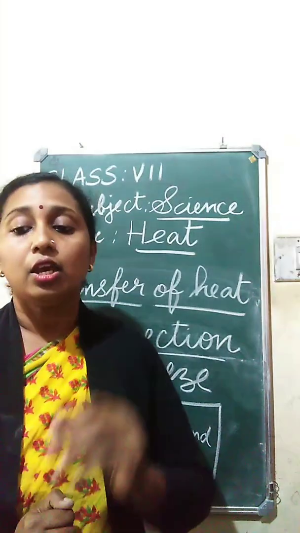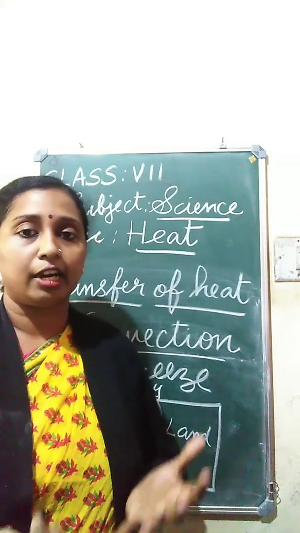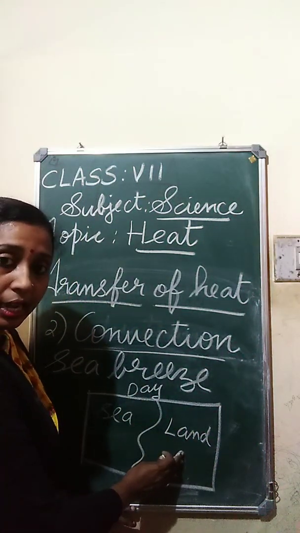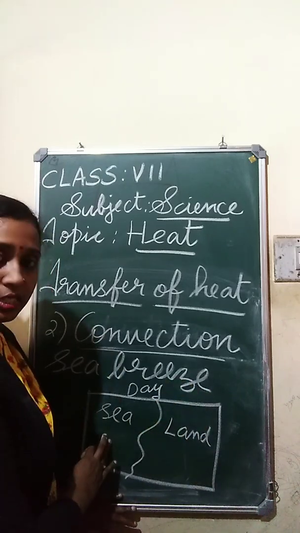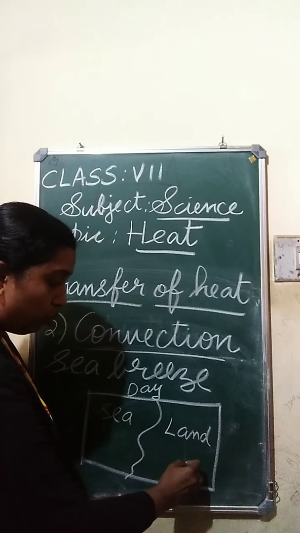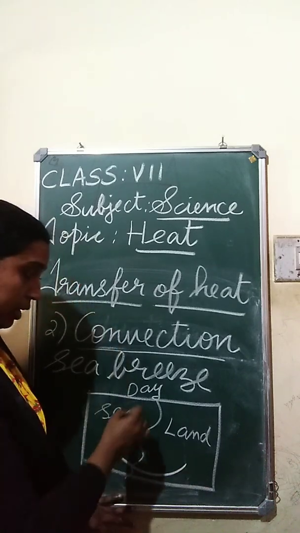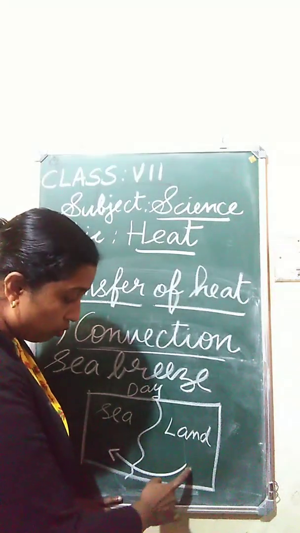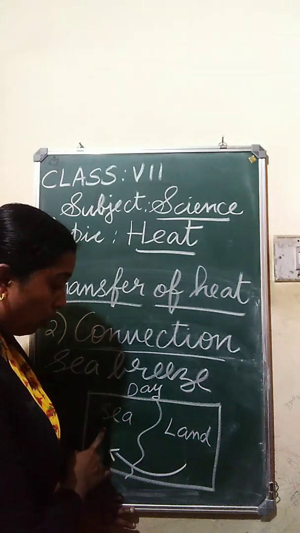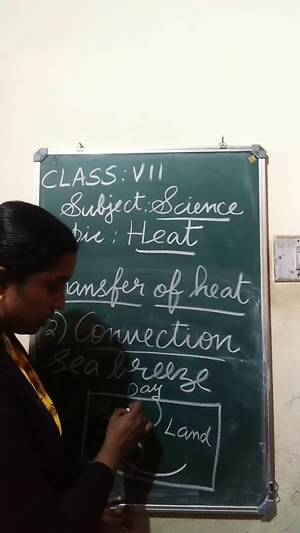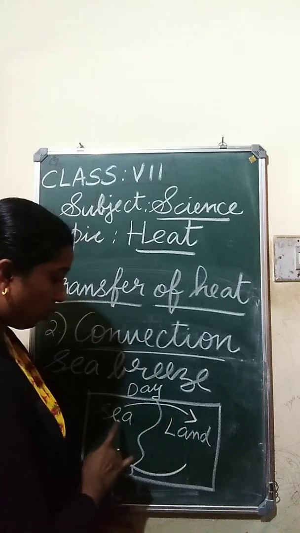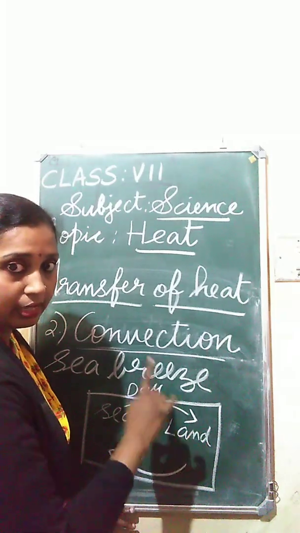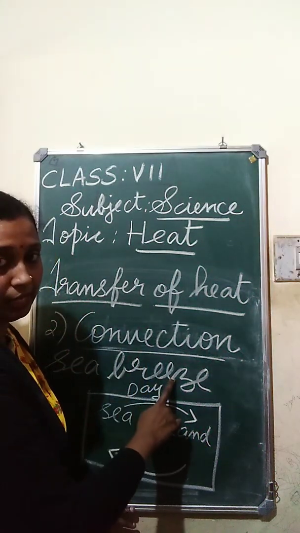During daytime the land gets heated faster than the sea, and the air from the land moves towards the sea. The cold air from the sea moves towards the land, and this is known as sea breeze.